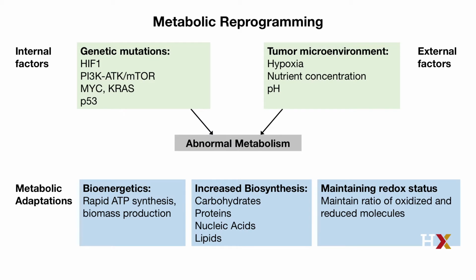Metabolic reprogramming can be defined as a set of interrelated metabolic adaptations in cancer cells. There are bioenergetic adaptations to support the synthesis of enough ATP and enough biomolecules to make rapid cell growth possible. Increased biosynthesis impacts the production of the main types of biomolecules: carbohydrates, proteins, nucleic acids, and lipids. Finally, a hyperactive metabolism leads to oxidative stress and the need to maintain as much as possible the redox status of cancer cells. In this video, the focus will be on bioenergetics.